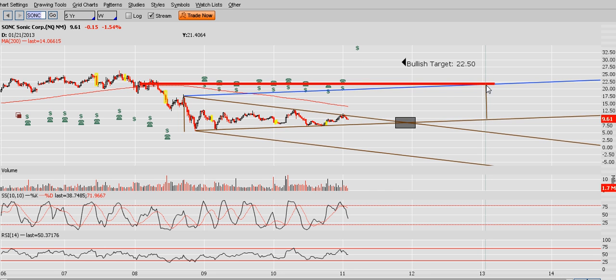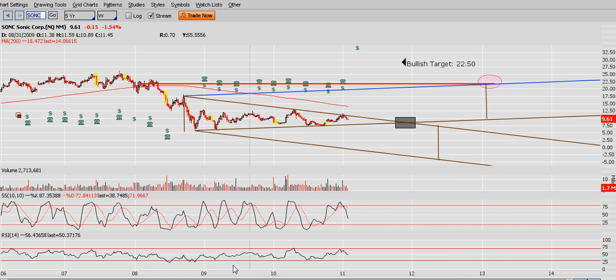So $22.50 by beginning of 2013, perhaps February. So a 2-year price target. On the bottom side, we're going to take our same measuring stick, per se, and project a breakout below the $7.50 level. Move that trend line over, and we can expect a bearish objective.